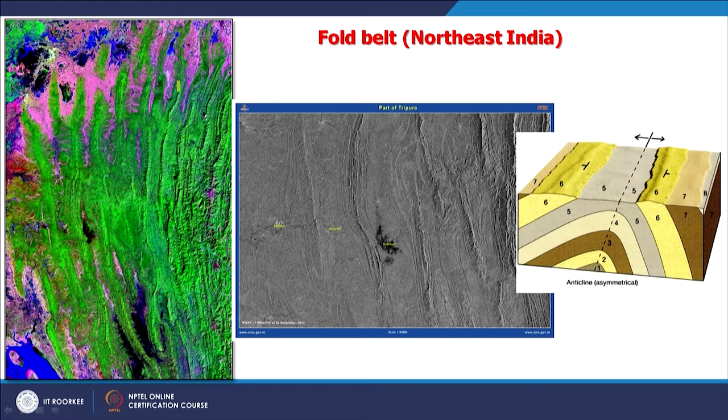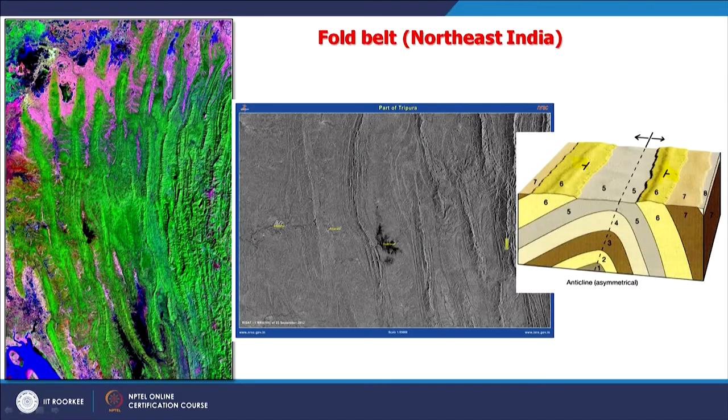So using such images we can make interpretations of how a folded part of rocks appears on the surface, as shown here in this 3D diagram. They will appear something like this, dipping in opposite directions, and it is an anticline fold. And we also get a feeling about whether it's a symmetric anticline or an asymmetric anticline. So interpretations can go to that level, and in this one we are also visualizing what is beneath these rocks, beneath these landforms which we are seeing on the satellite images.